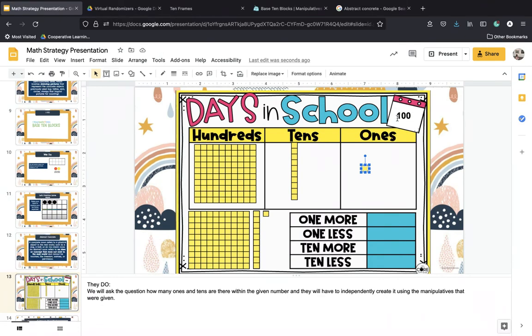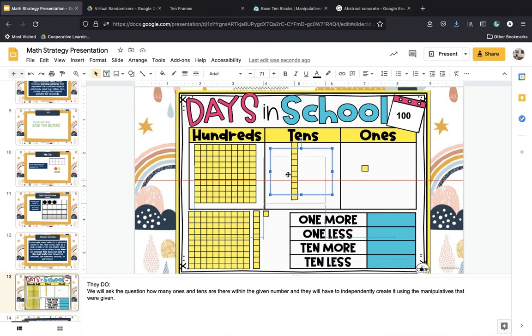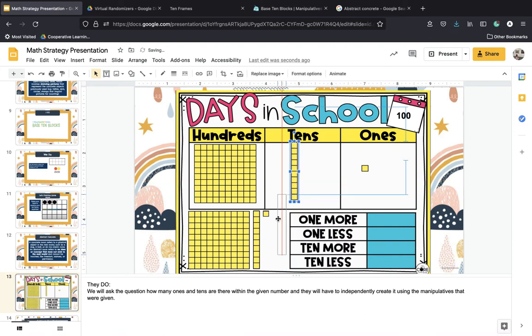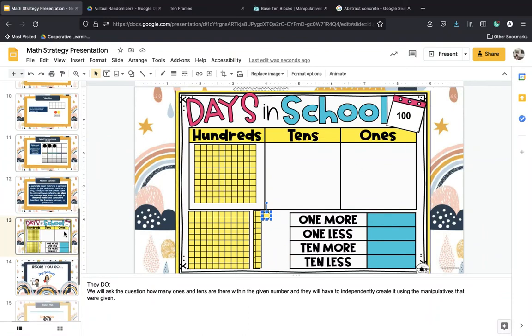So right here we have an example of 100 days. So we would have 100 days, and with how many tens and how many ones. But since we only have 100 days, we would ask the students, okay, friends, how many ones do we need for a 10 and how many tens do we need to get to 100? We would also add one more and one less to the 100s, such as 10 more and 10 less, so we can construct the idea of adding and subtracting.